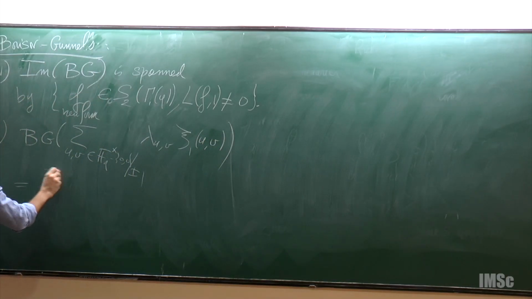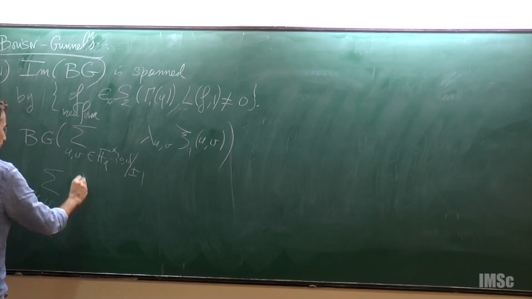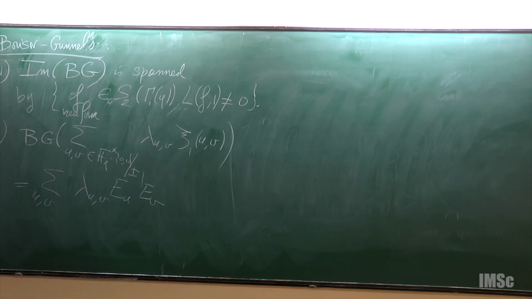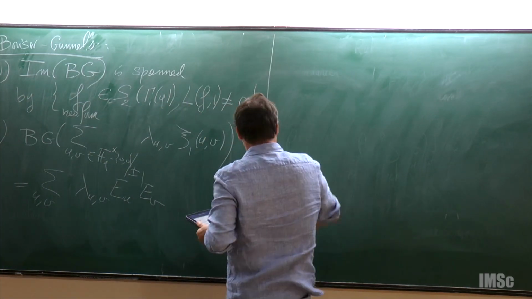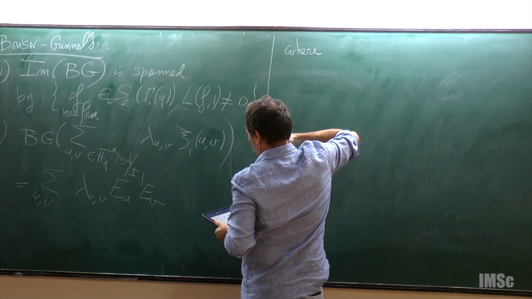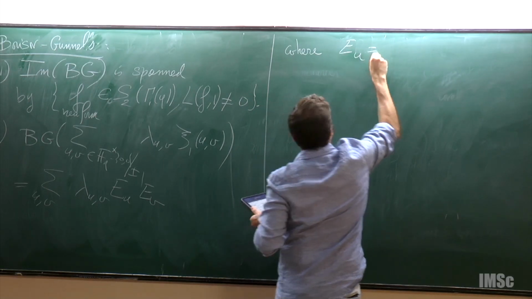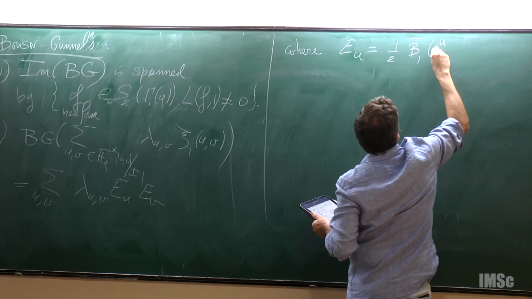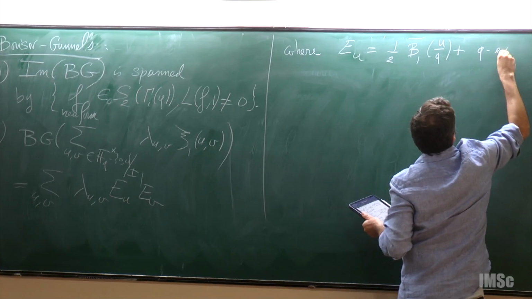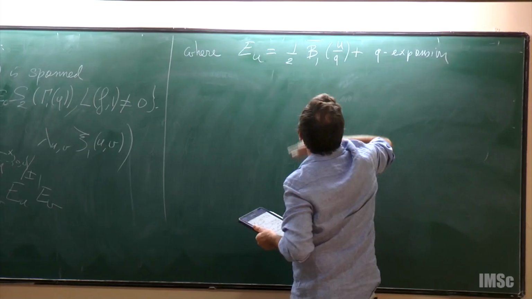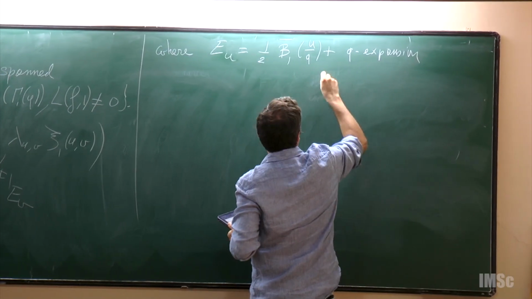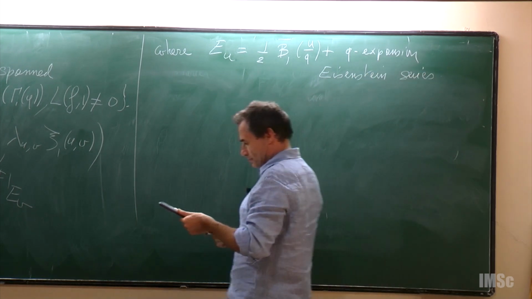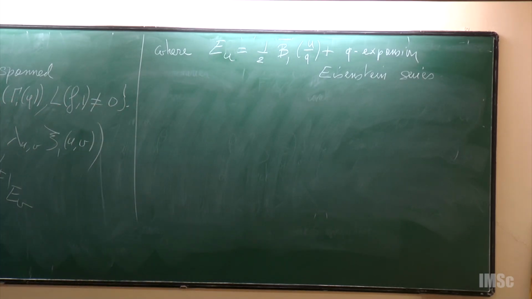This is the sum over the same UV of lambda UV, E_U E_V. E_U and E_V are Eisenstein series of weight 1, where E_U is the Eisenstein series whose constant coefficient is B1 bar of U over Q. So this is an Eisenstein series. And okay, so this is a complete statement.